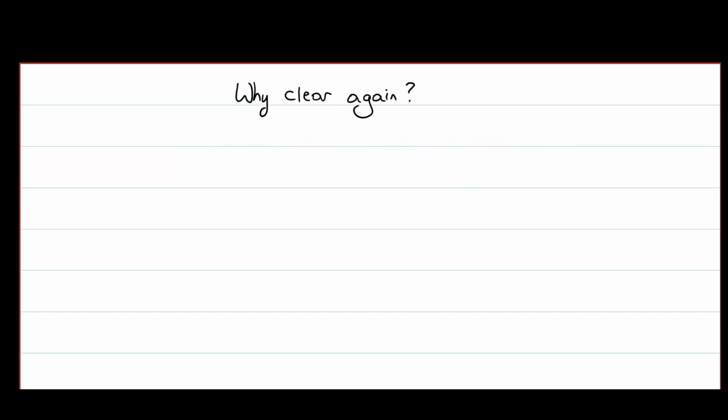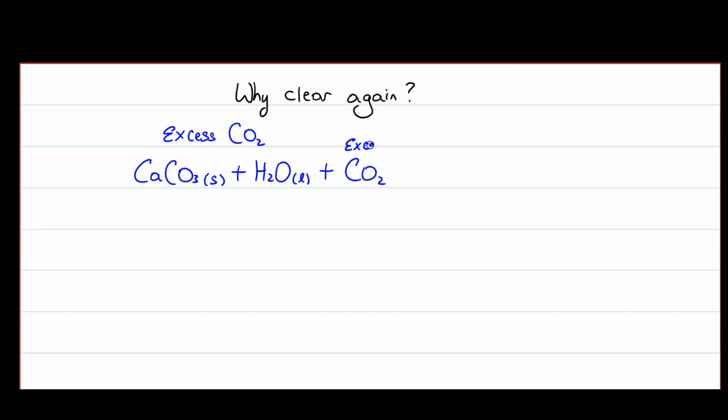Why does the solution turn clear again? That happens when we bubble excess carbon dioxide. Let's write the equation first. Recall that calcium carbonate plus water were first generated when we bubble carbon dioxide into lime water. Now, we continue to bubble excess carbon dioxide and it gives this compound.